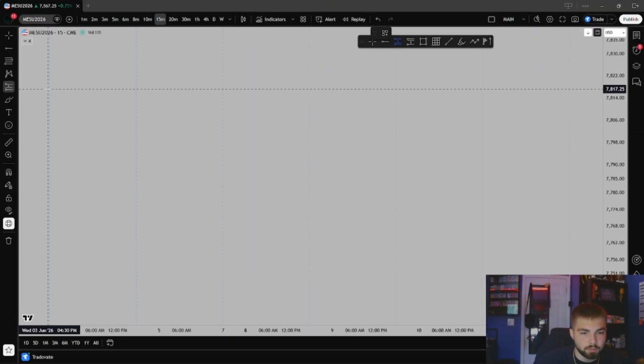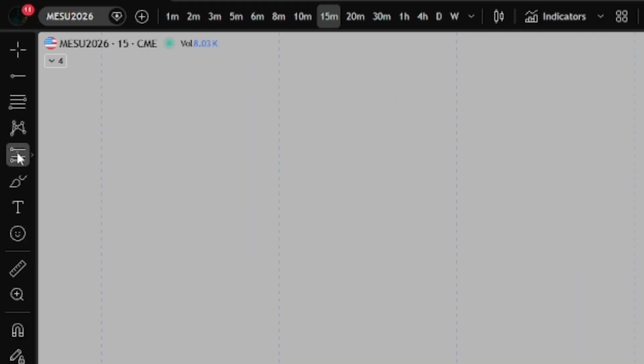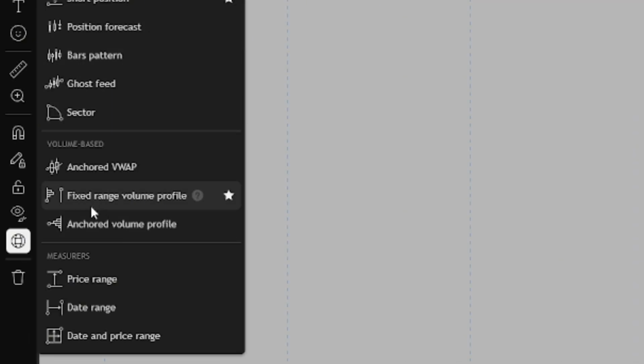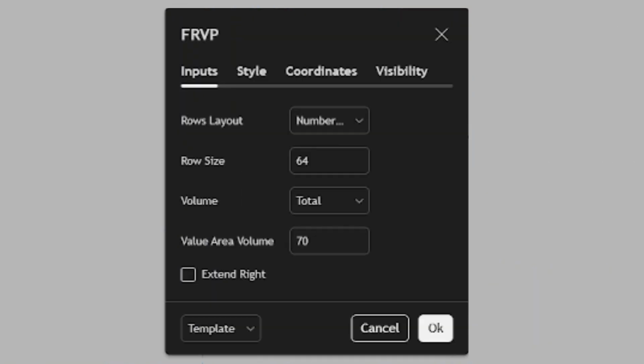To get this tool on your chart, you want to go over to the left side where all the tools are. You want to click where your long and short positions are. And then it's going to say fixed range volume profile. That is the one, and you could add a star to it to put it on your toolbar. These are the exact settings that I use on my volume profiles. You guys just want to double tap and make sure that all these settings are correct.